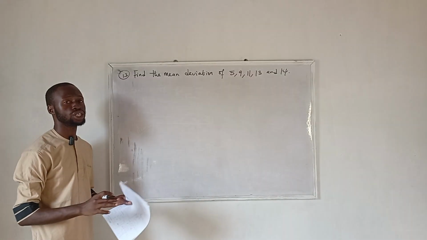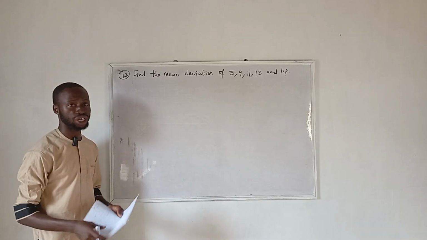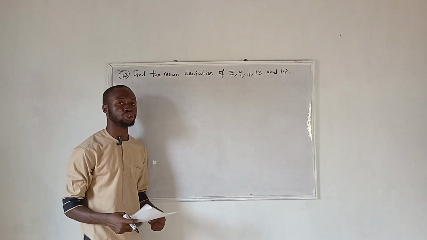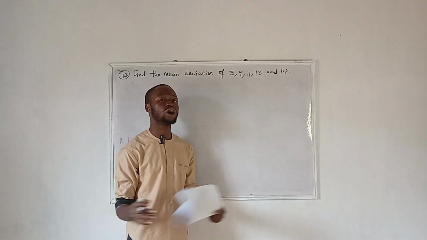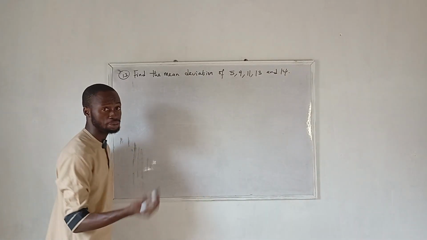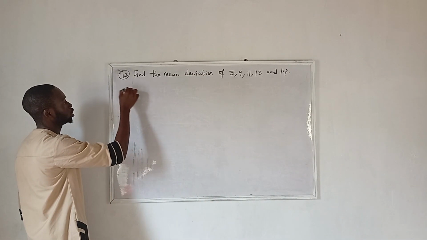Oftentimes, questions like this usually come out in JAMB every single year. So we are asked to find the mean deviation of this particular data. So first thing that should come to our mind is, how do we get the mean? Because we need the mean to find the mean deviation. So we just quickly do that.